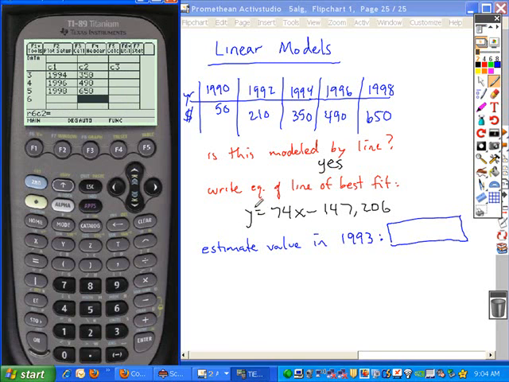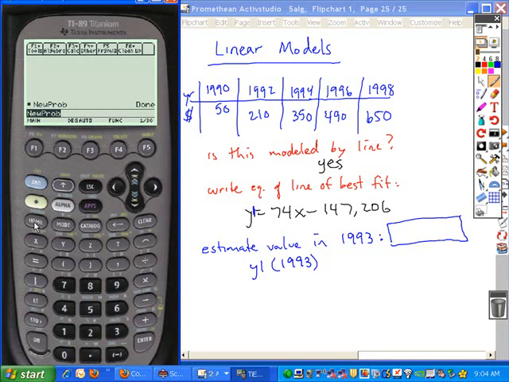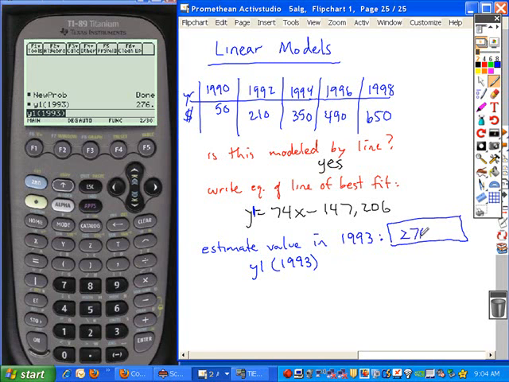So if this is in your calculator now as Y1, all you would need to do in the home screen is use the function notation, y1 of 1993. So if we go to our home screen and we type in y1 parentheses 1993, hit enter, we'll get our answer to be 276. Okay. Is that consistent? Does it make sense that it would be 276 in 1993 on your table of entries? Yeah, it's consistent. It should be between 210 and 350. Okay, so that seems relatively consistent.